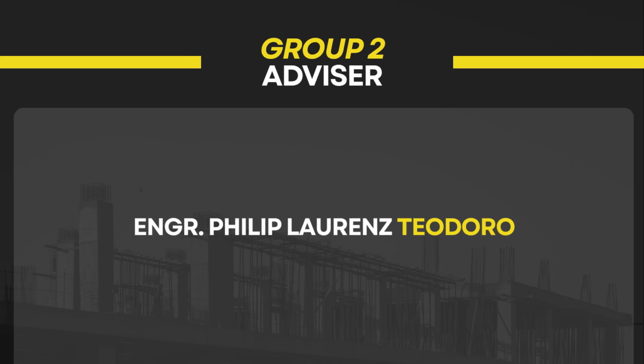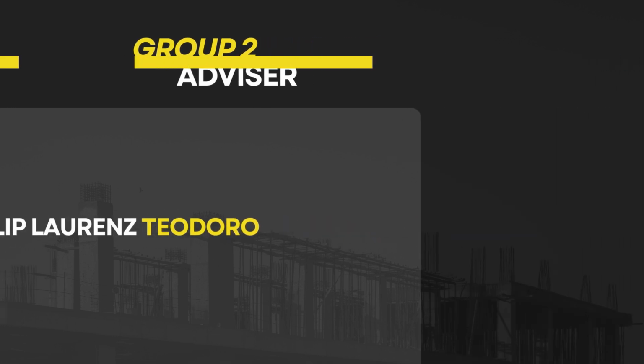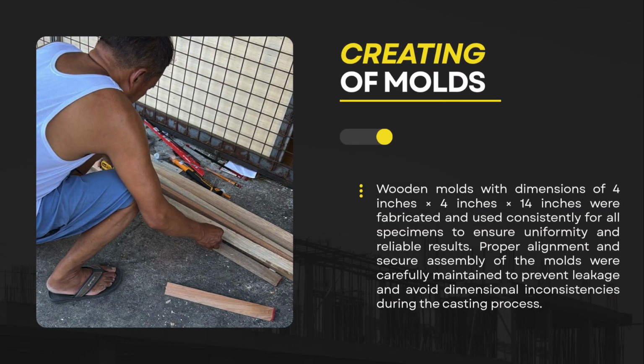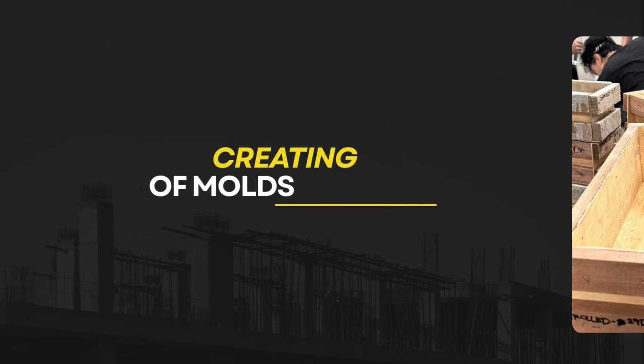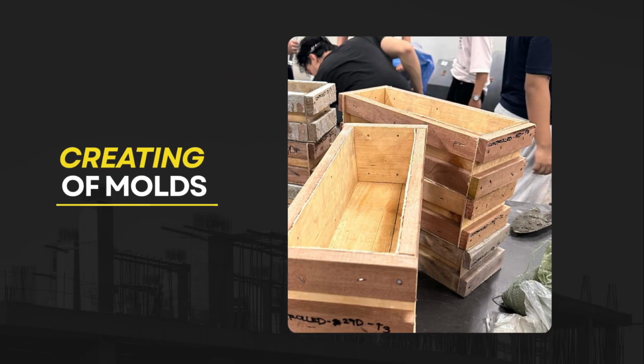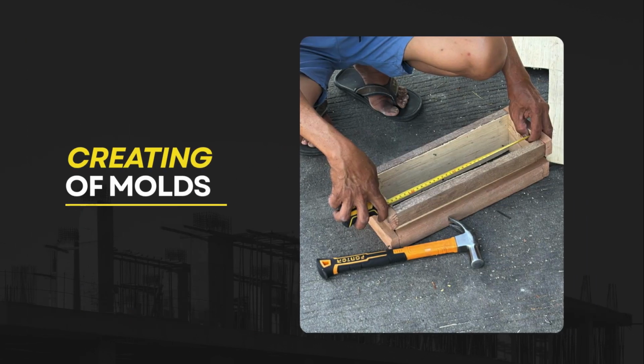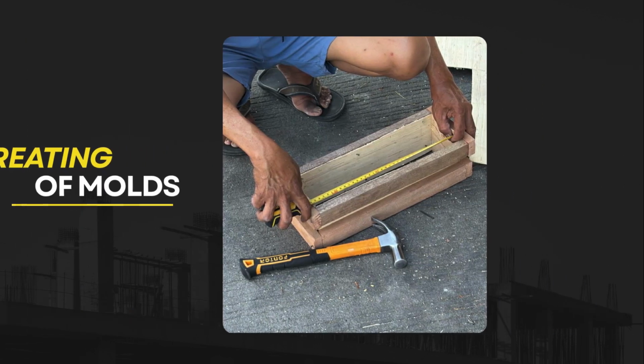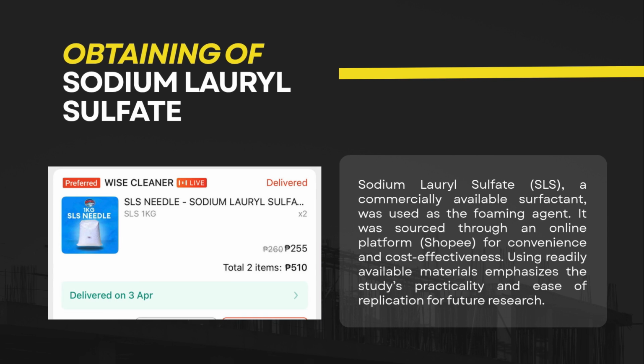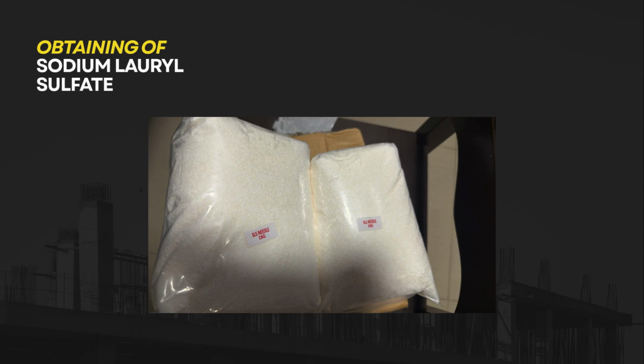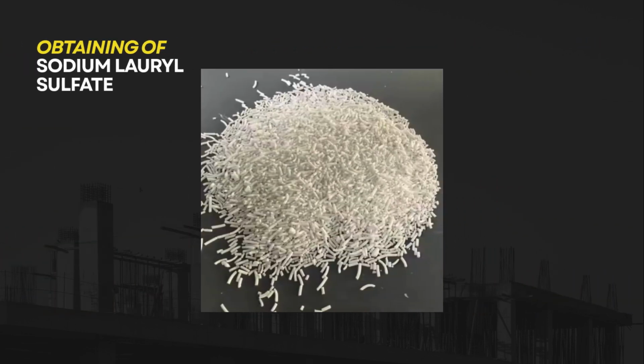We will now proceed with the step-by-step experimental procedure. The process begins with the preparation of the beam molds. We used wooden molds with dimensions of 4 inches by 4 inches by 14 inches, which served as the standard size for all test specimens. For the foaming agent, we used sodium lauryl sulfate or SLS, a commercially available material sourced through an online shopping application, specifically Shopee, making it both accessible and practical for laboratory use.